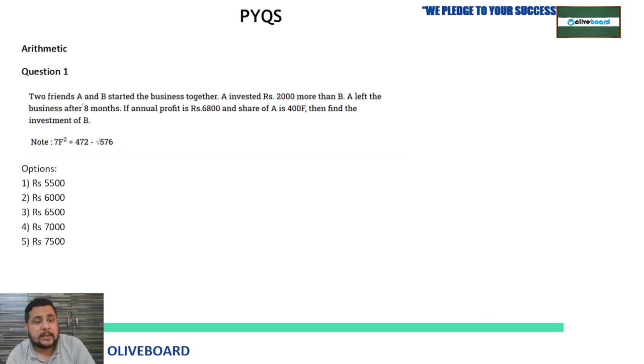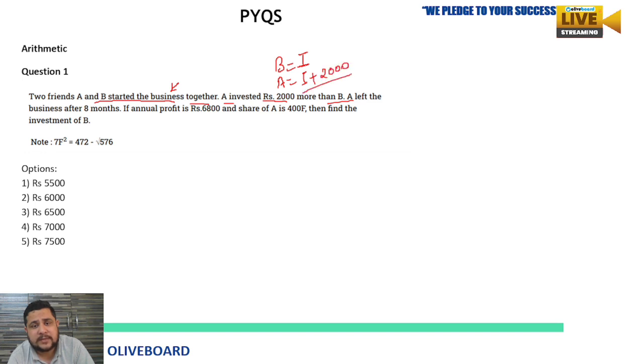Two friends A, B started a business together. So it belongs to the partnership chapter. A invested rupees 2000 more than B. So if B invested I rupees, then A will invest I plus 2000. Is this clear? I plus 2000, more than B.